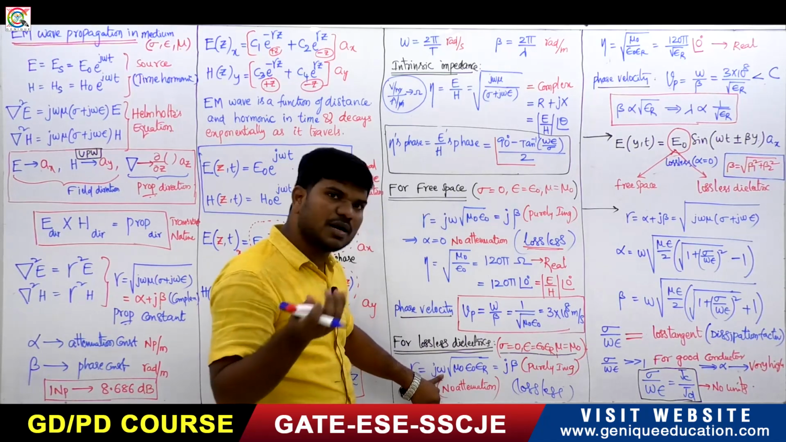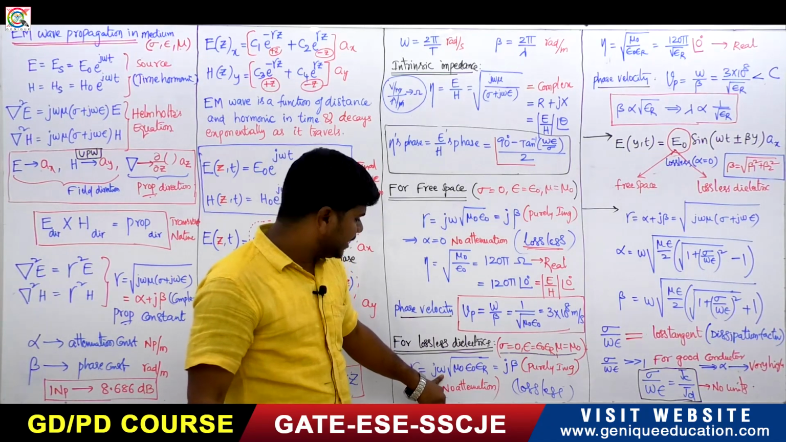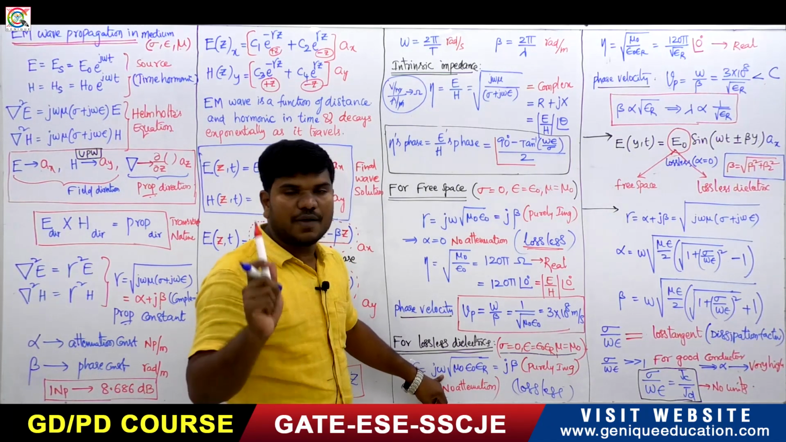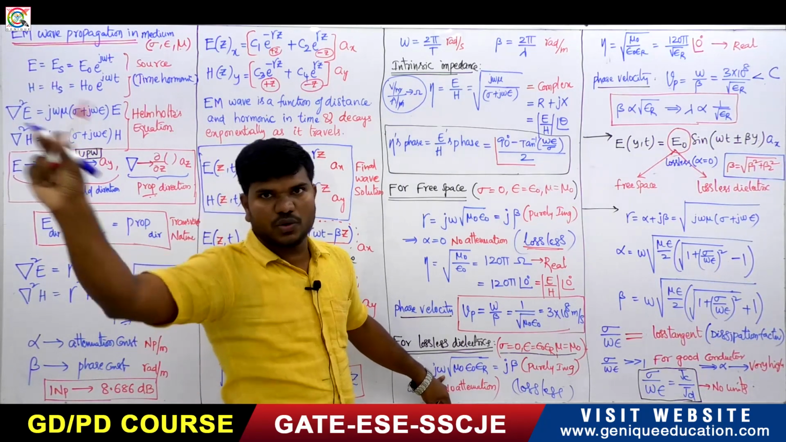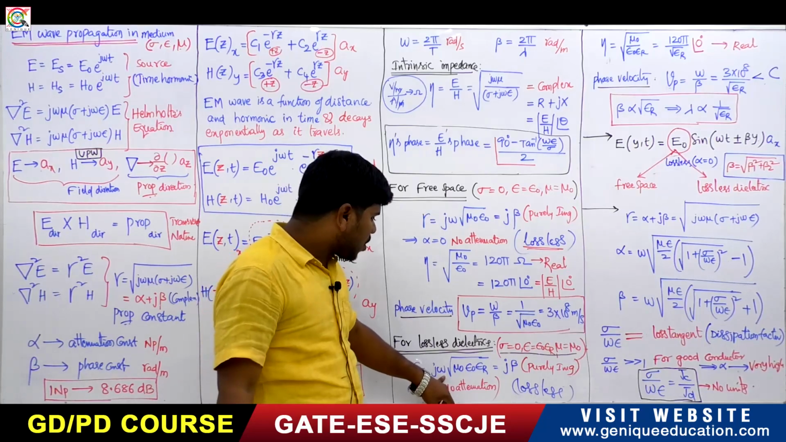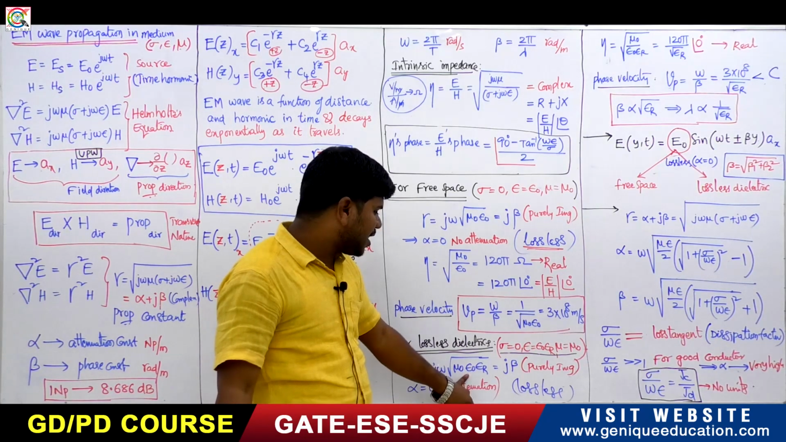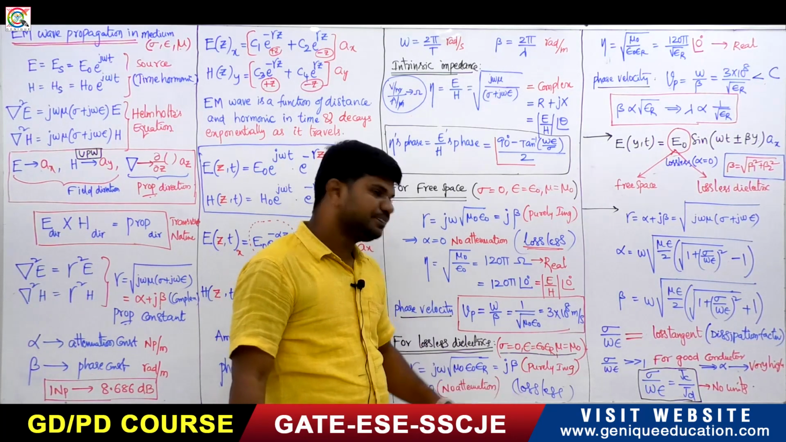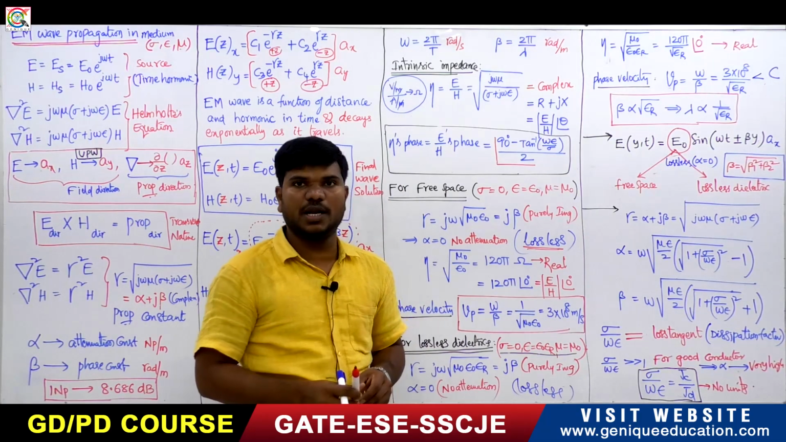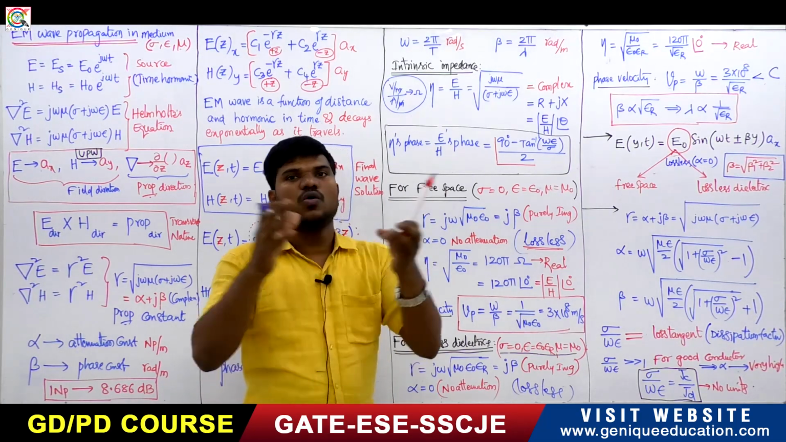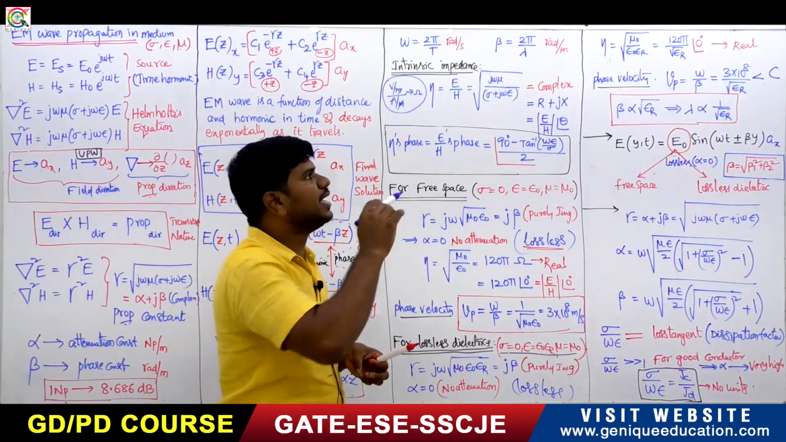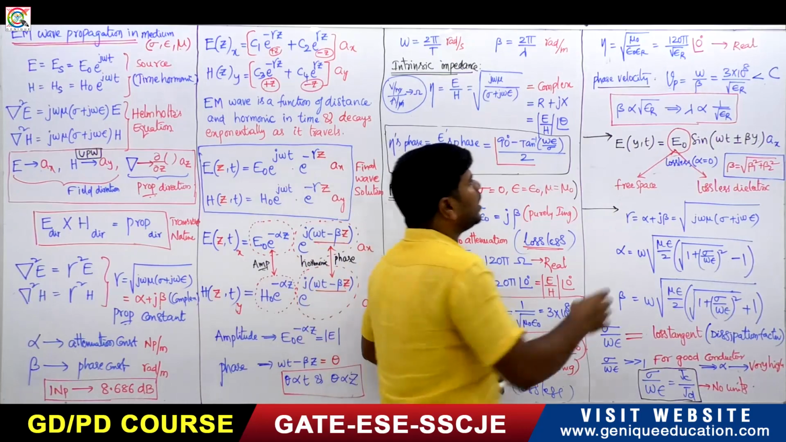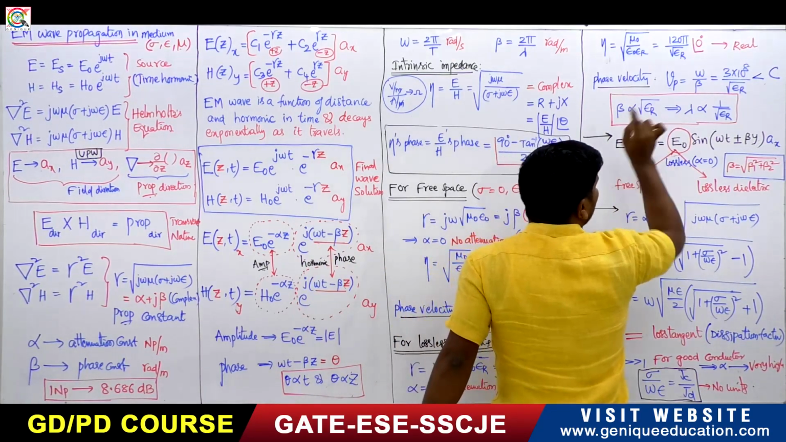So omega is nothing but what? It is the frequency of the source. It cannot be changed. The frequency of the source cannot be changed until you replace the source. It is constant. Mu naught is constant. Epsilon naught is also constant. Here epsilon r is a variable. You cannot expect a homogeneous medium, so it is dependent on the medium. Beta is dependent on the medium, definitely. So from this, beta is proportional to root epsilon r.